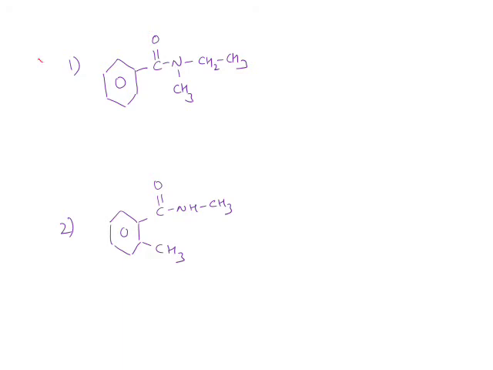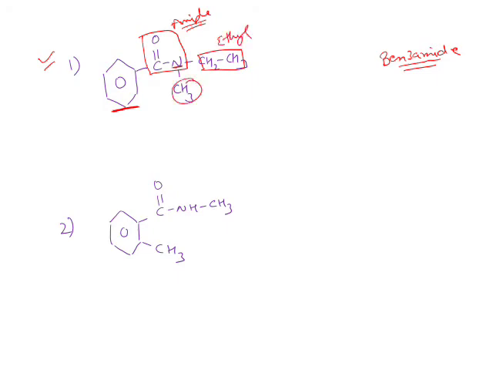So let's start with the first one over here. The time I see C double bond O N in the structure, we know this is an amide, right? So you first have to figure out which functional group you have in the organic compound. So this is an amide and this is benzene, so I know the name will be benzamide. That's our parent chain, right? But we have two alkyl groups attached to the nitrogen atom. One is this, which is ethyl, and one is this, which is methyl.